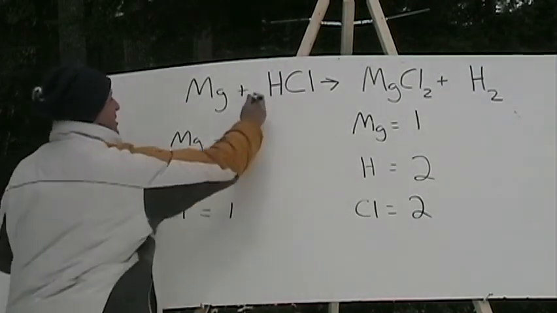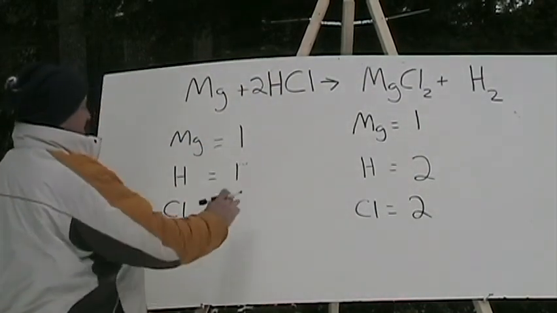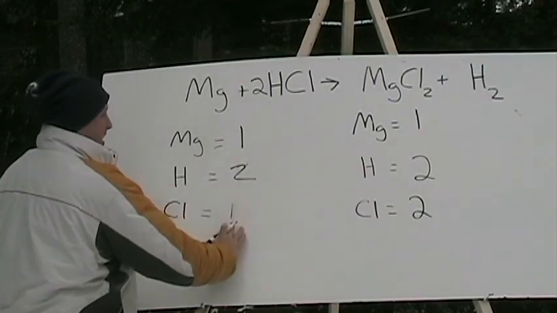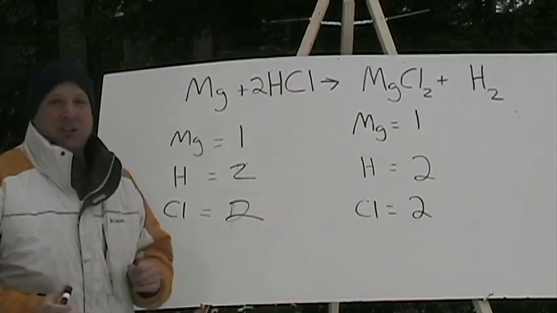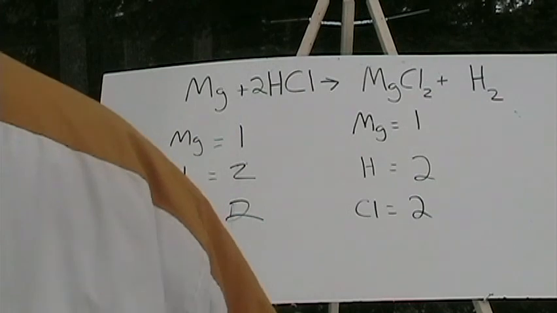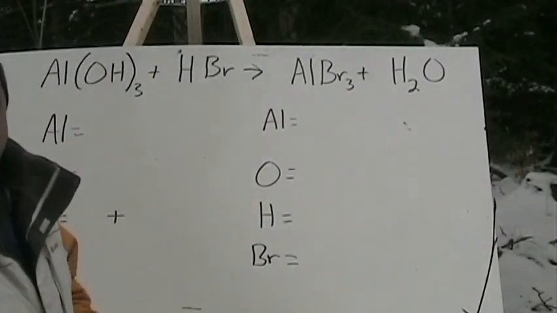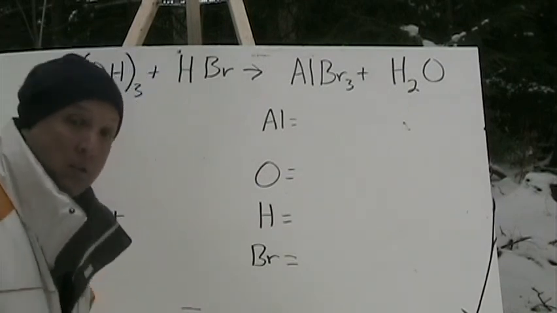All right, so I'm going to change the coefficient here. And so now we have two hydrogens on this side and two chlorines on this side. So now we have a balanced equation. Thank you. And thank you, family. Yay! Buster got in there too. Well done. All right, for this problem here, it might look a little bit daunting, but it really is not. You just have to work through the process.